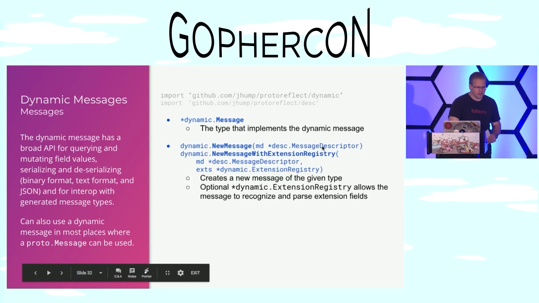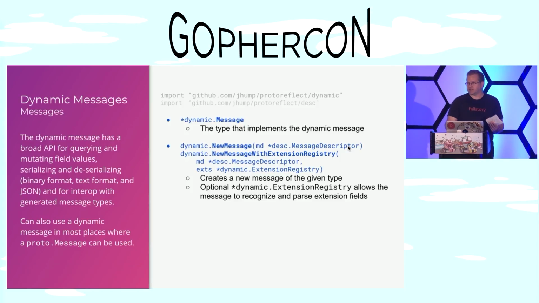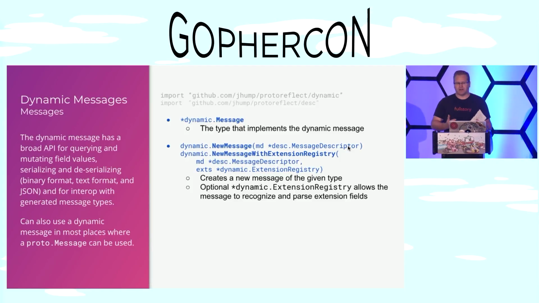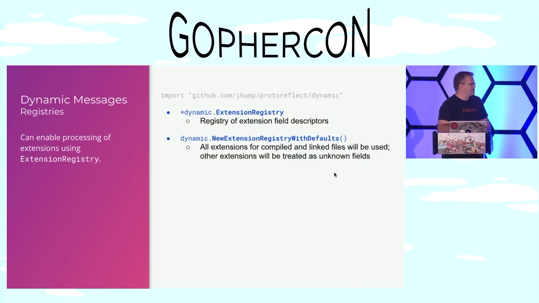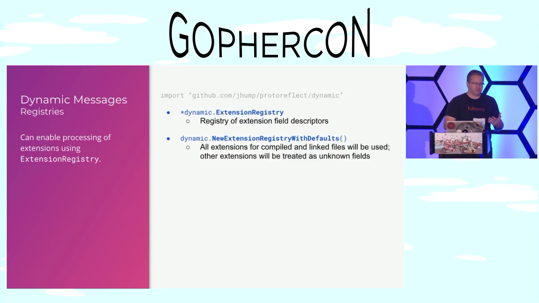as we mentioned, you need a message descriptor. The dynamic message has to know information about its fields and what type it represents. And then there's also a way to create one with an extension registry. The extension registry is just so that we can parse extension fields in a serialized message.